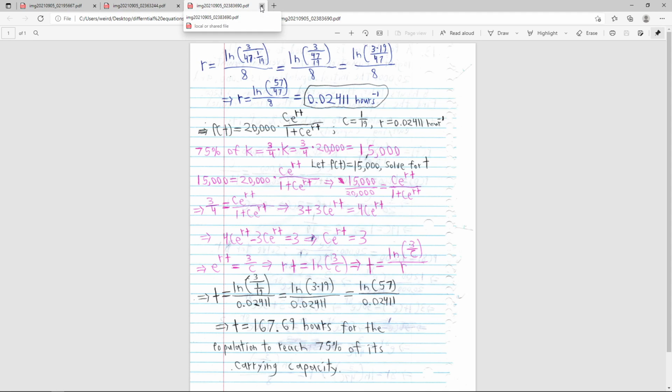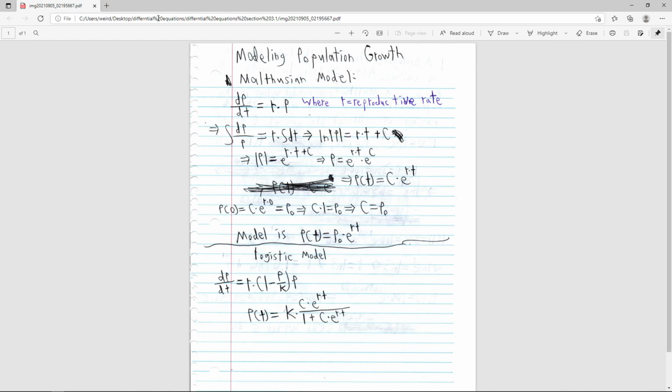And that's it for this section on population growth, modeling population growth using differential equations, and that's all.